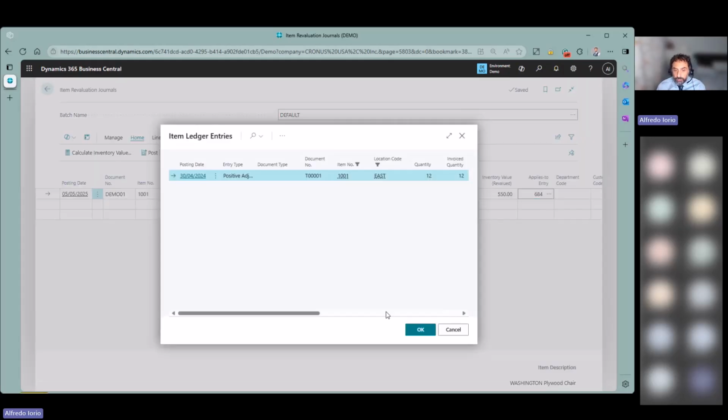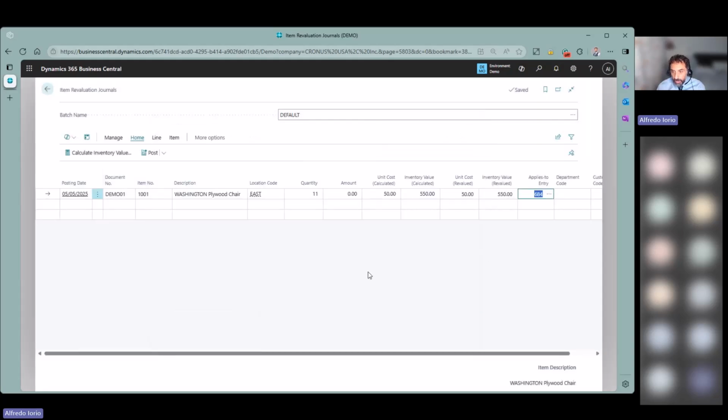In this case, Business Central has found the adjustment that I made in location East that was made on the 30th of April. It shows that I had 12 in stock. It also shows that I have remaining quantity of 11. So 1 has been shipped.